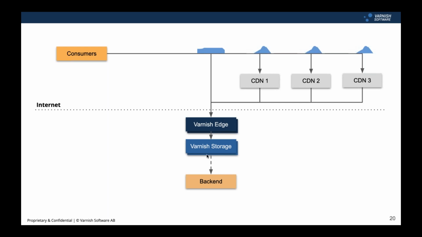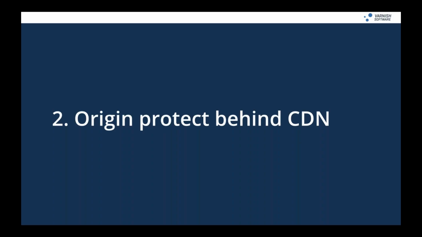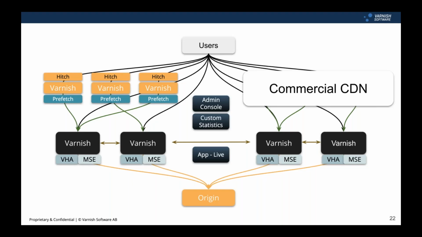As you can see, not only are we redistributing the traffic and making sure that Varnish can handle unexpected peaks of traffic as well without a cost increase at all, but also we are protecting our backend. And this leads me to point number 2, using Varnish as origin protection behind the CDN.